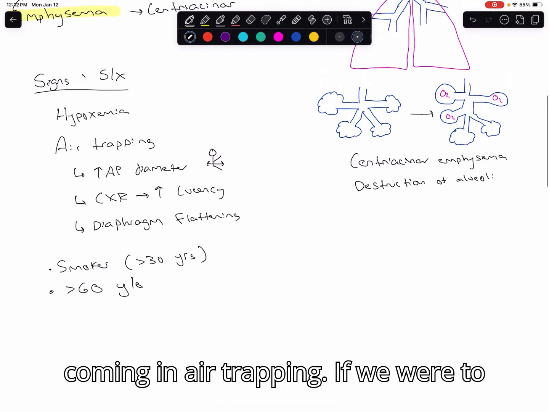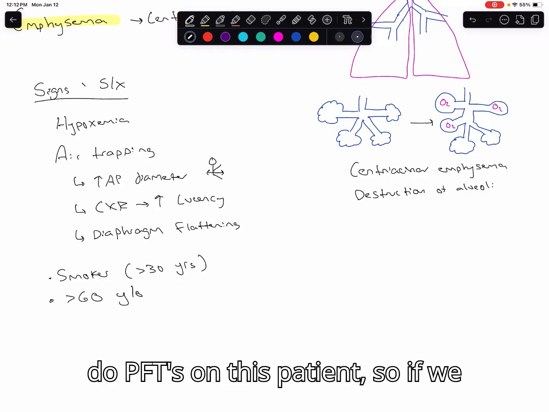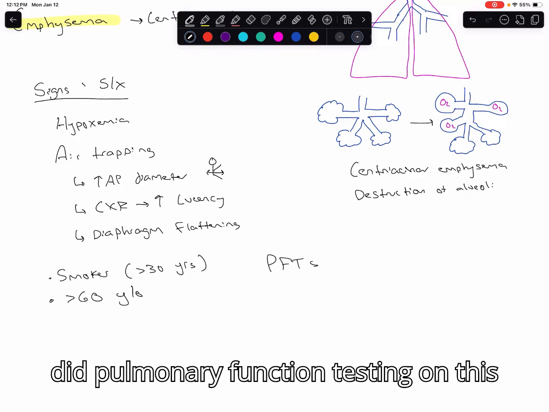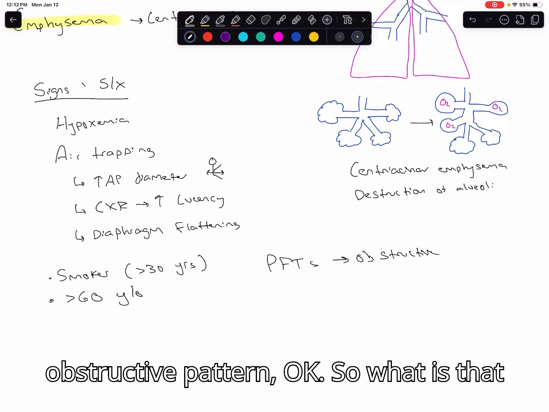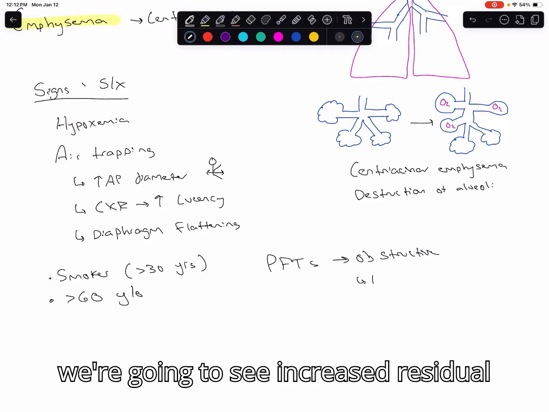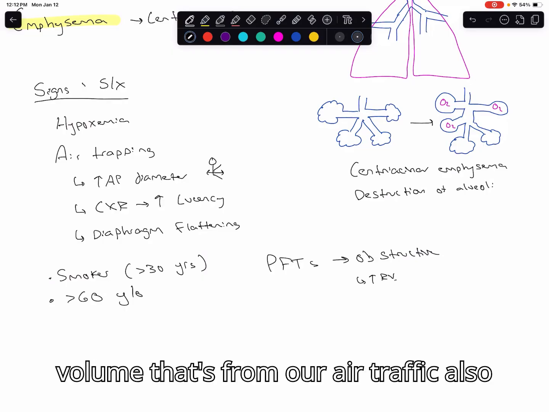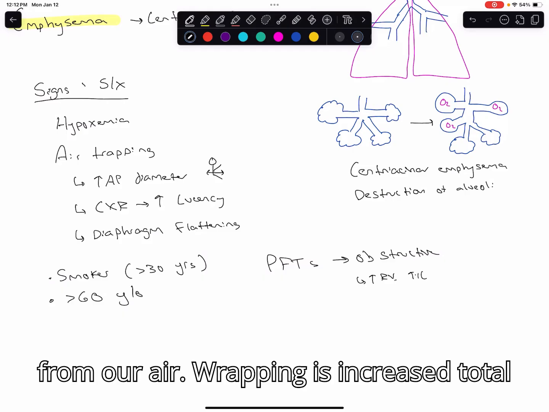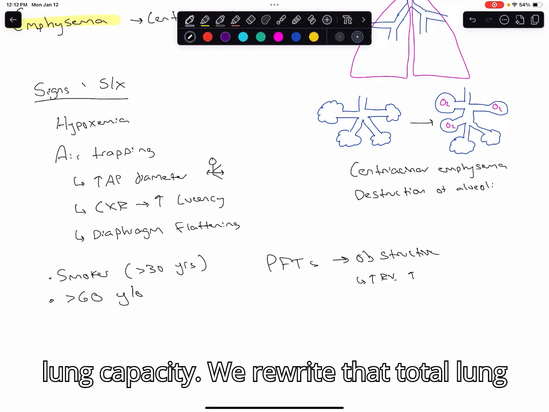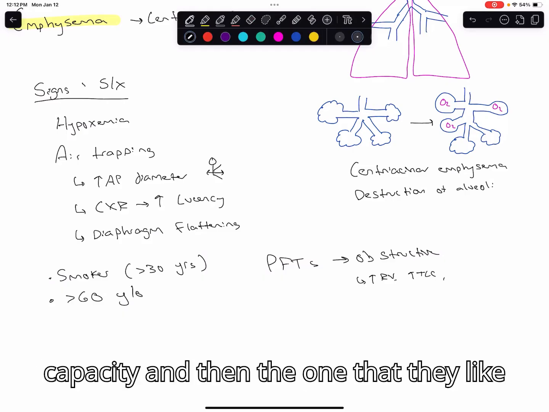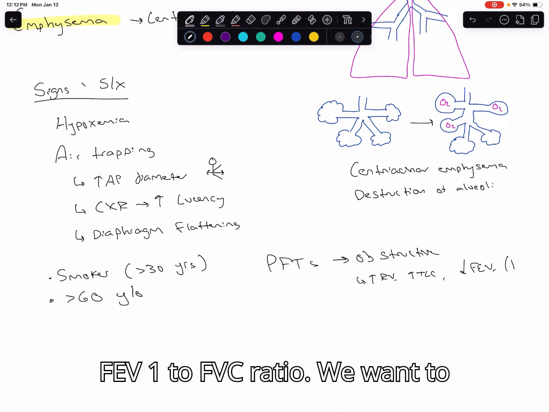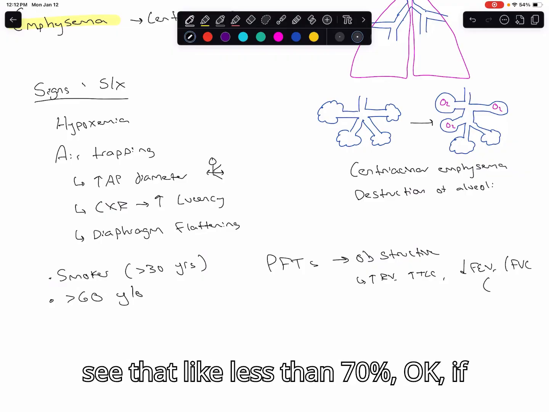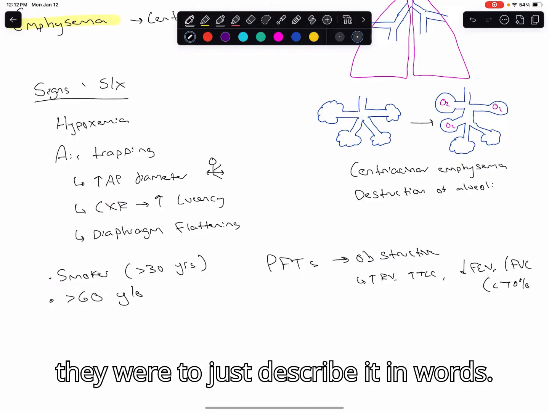If we did pulmonary function testing on this patient, we're going to see the classic obstructive pattern. So what is that? We're going to see increased residual volume. That's from our air trapping. Also from our air trapping is increased total lung capacity. And then the one that they like to test the most, we have a decreased FEV1 to FVC ratio. You want to see that less than 70%, okay? If they were to just describe it in words.